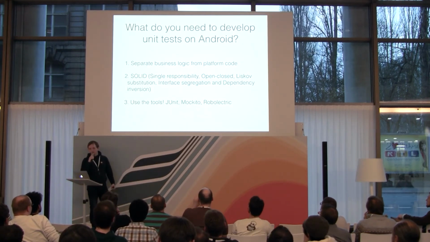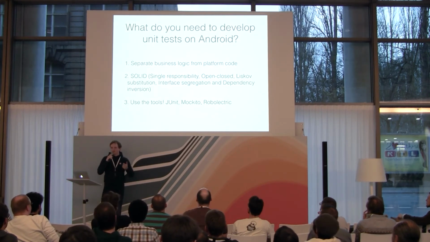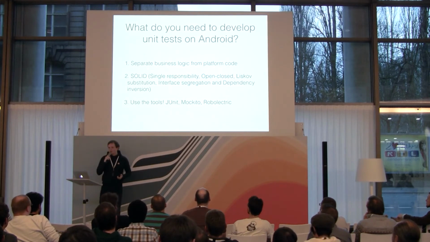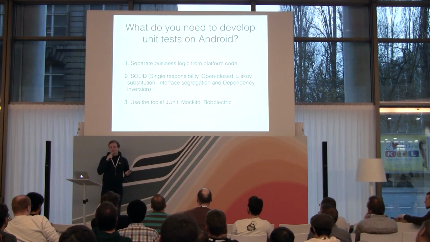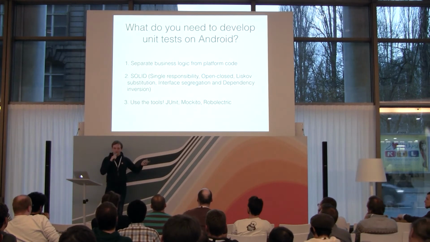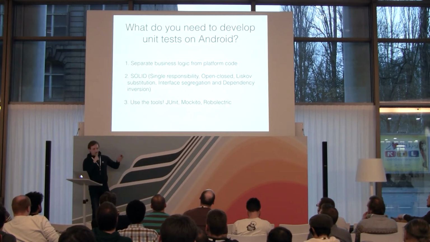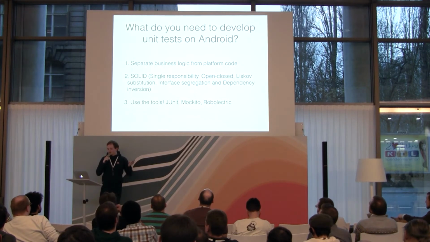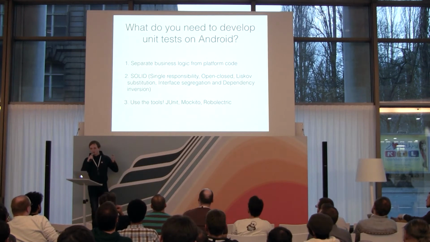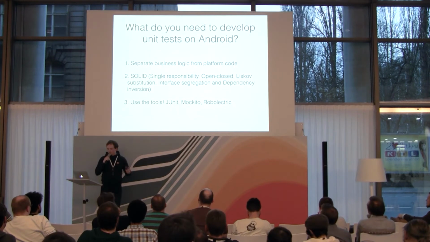I bet you all know what this means. And you might think that you apply these good practices while you develop. But if you try to write a unit test for what you develop, you usually uncover different problems within your design. So it's really important to try to follow these principles. And of course the tools like JUnit, Mockito, and Robolectric really enable you to write unit tests. And I'm going to talk about Mockito a bit later.